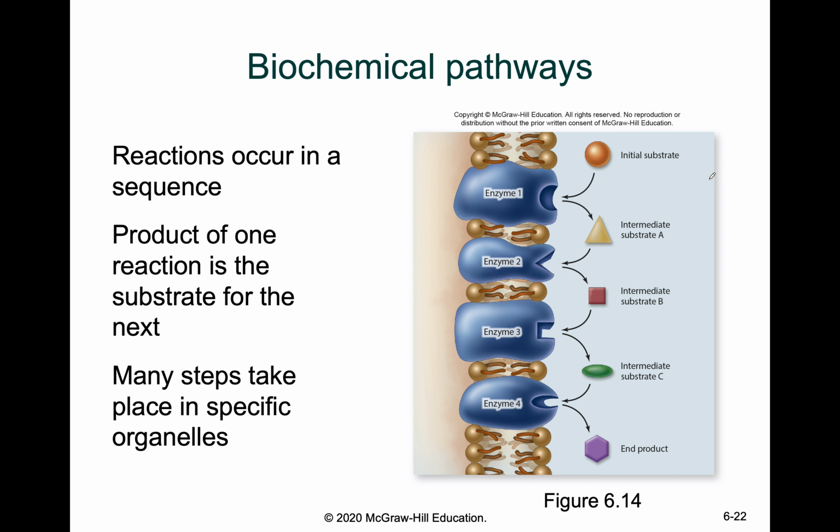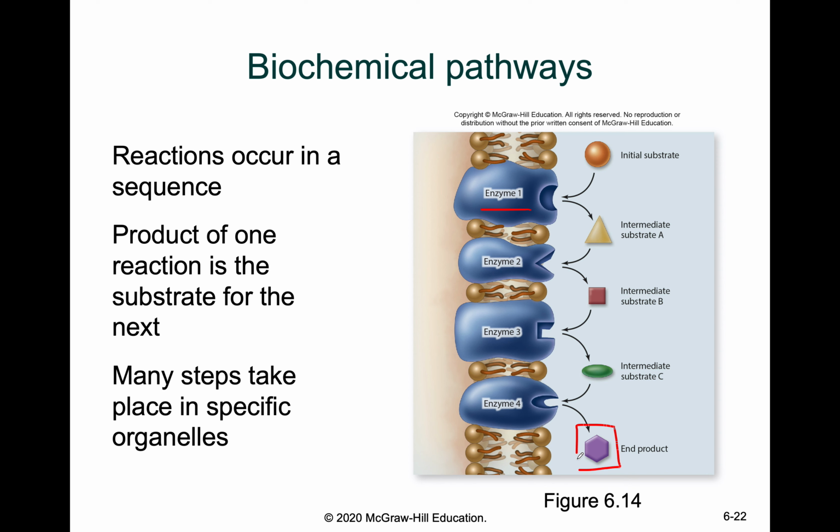Reactions occur in a sequence, right? The product of one reaction is the substrate of the next, and many steps can take place within specific organelles. So let's look at this figure here. We start with an initial substrate. This will bind to enzyme 1. Enzyme 1 will then turn over and generate intermediate substrate A, which then goes to enzyme 2, generating intermediate substrate B. This intermediate substrate goes to enzyme 3, generating yet another intermediate substrate C. That substrate goes to enzyme 4, generating the end product.